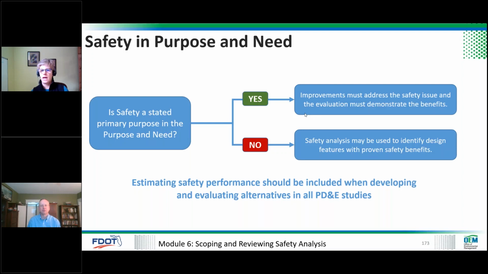It's just how all that gets documented at the latter end that is important. I work in a variety of states, and we're starting to see states where, if the purpose and need says safety, then that needs to be a documented benefit in the NEPA statement. So it's an important piece.